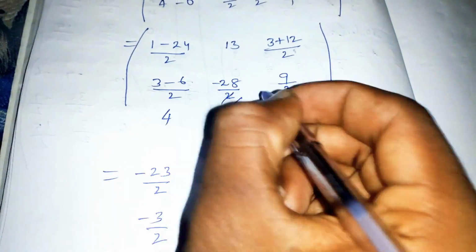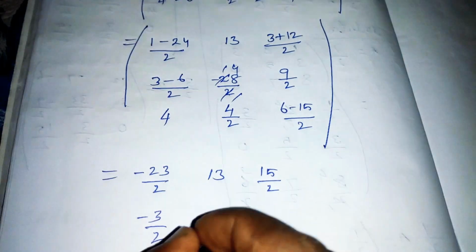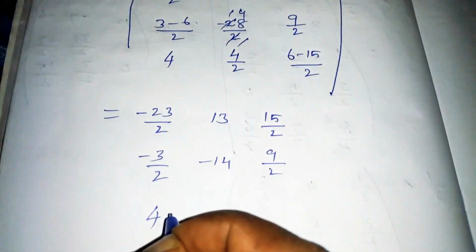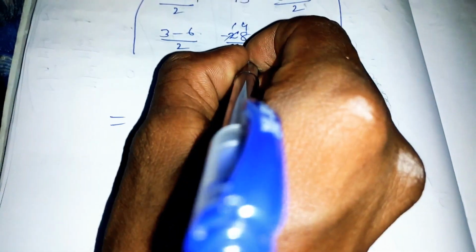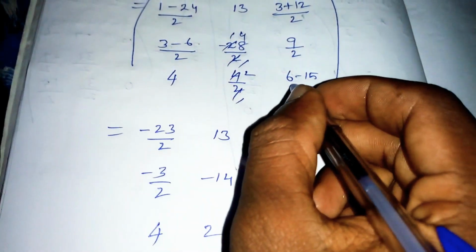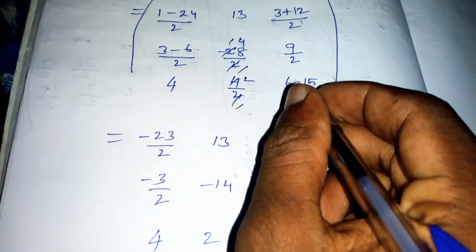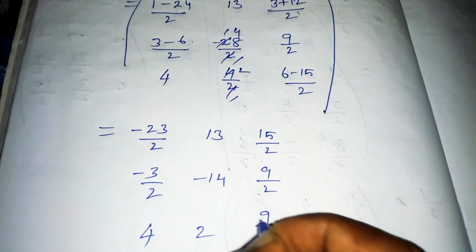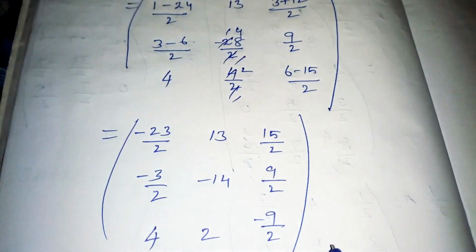Then, this one is going to simplify. 1, again, 14. Minus 14. Again, 9 divided by 2. Then, 4. Again, 1 2 is 2, 2 2s are 4, 2. Then, both of these are simplified. Again, 6 minus 15 equal to 9 divided by 2, minus 9 divided by 2, that's all.